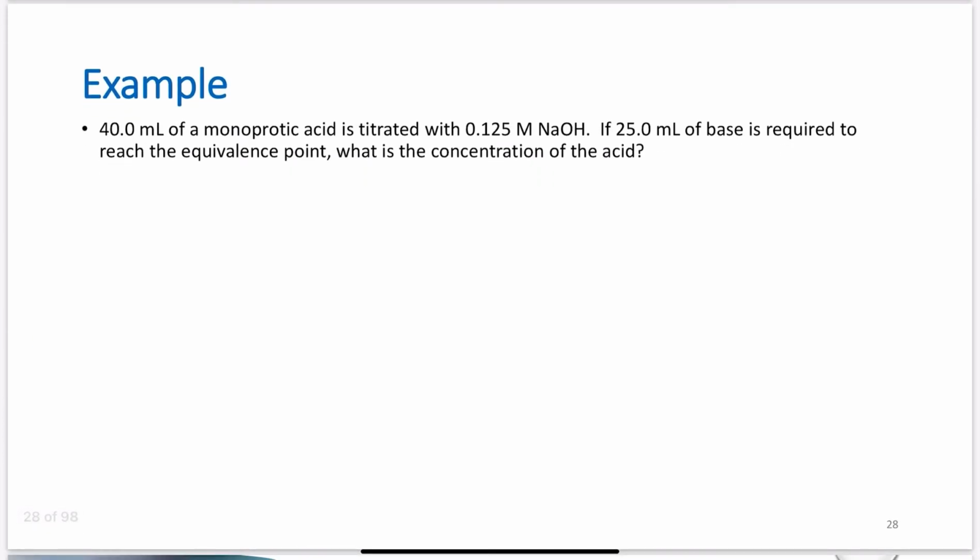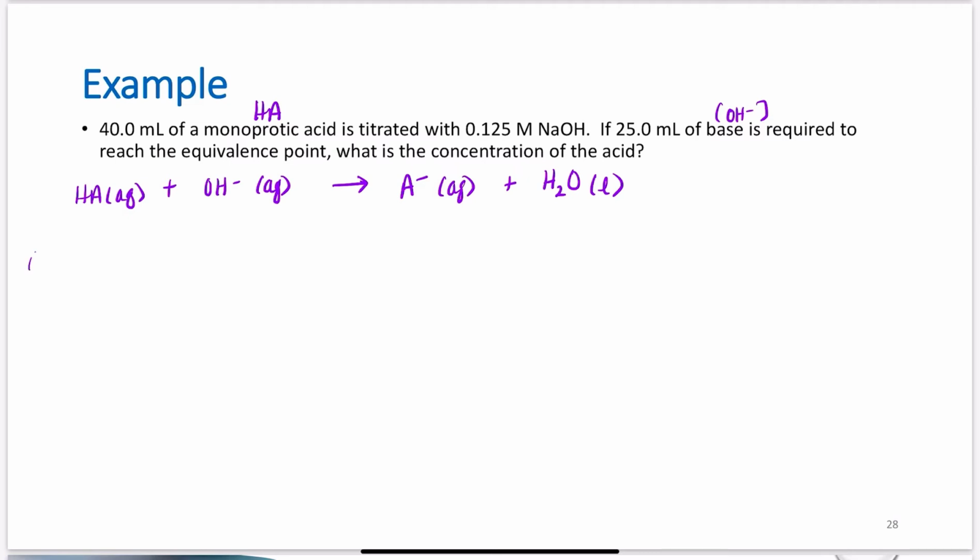So, for example, 40 mils of monoprotic acid, monoprotic means HA, is titrated with 0.125 molar NaOH. If 25 mils of base, OH minus, is required to reach the equivalence point, what is the concentration of the acid? I've got acid, I'm adding base, I'm forming conjugate base plus water. I want to know what is the concentration of acid.